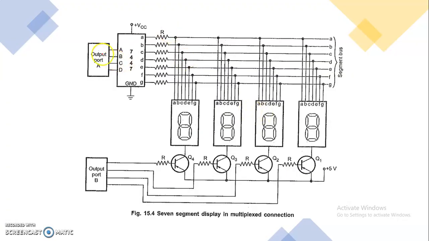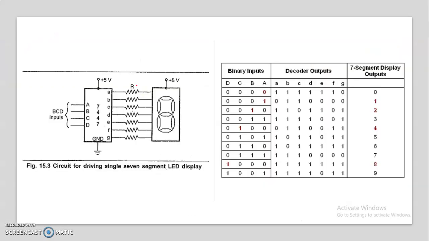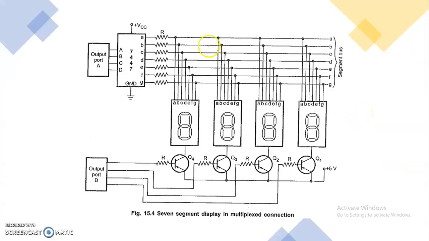So we have to give the data 0010 to the lines capital A, capital B, capital C and capital D of 7447. Automatically, the 7447 IC will generate the code to display 2. The code is 11011101. That code will be available at the lines small a to small g. Since the 4 7-segment displays are connected in parallel, this data will be available to all 4 7-segment displays.